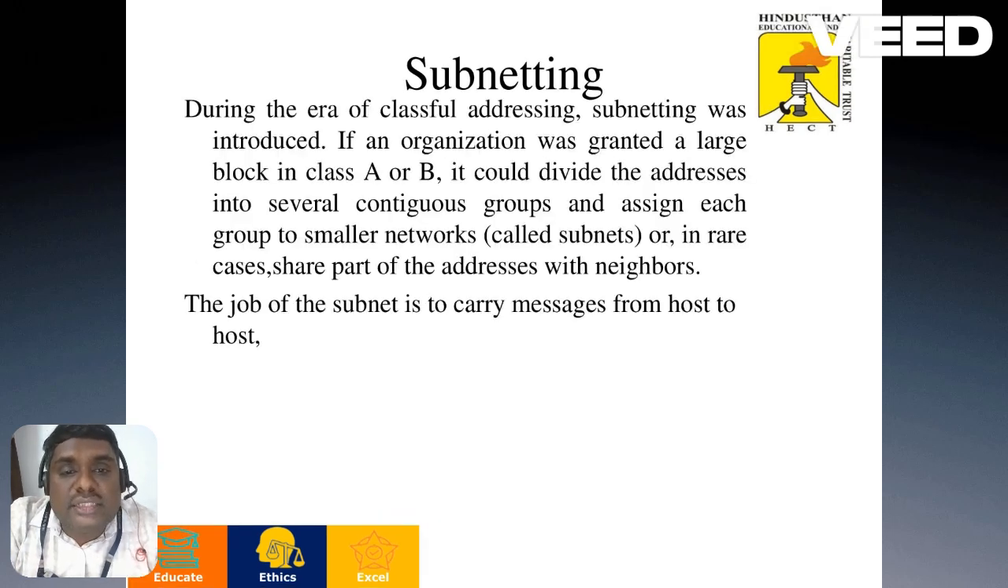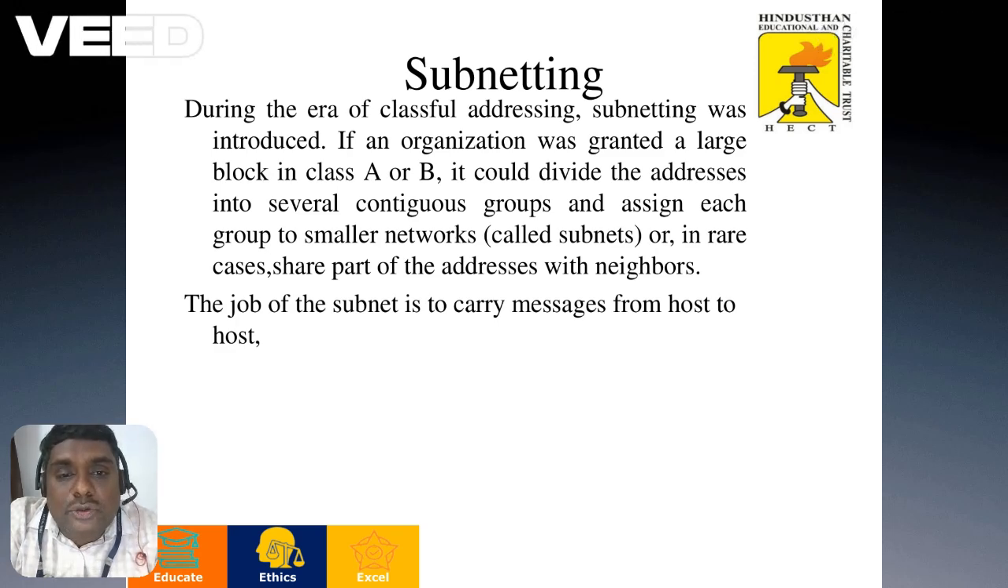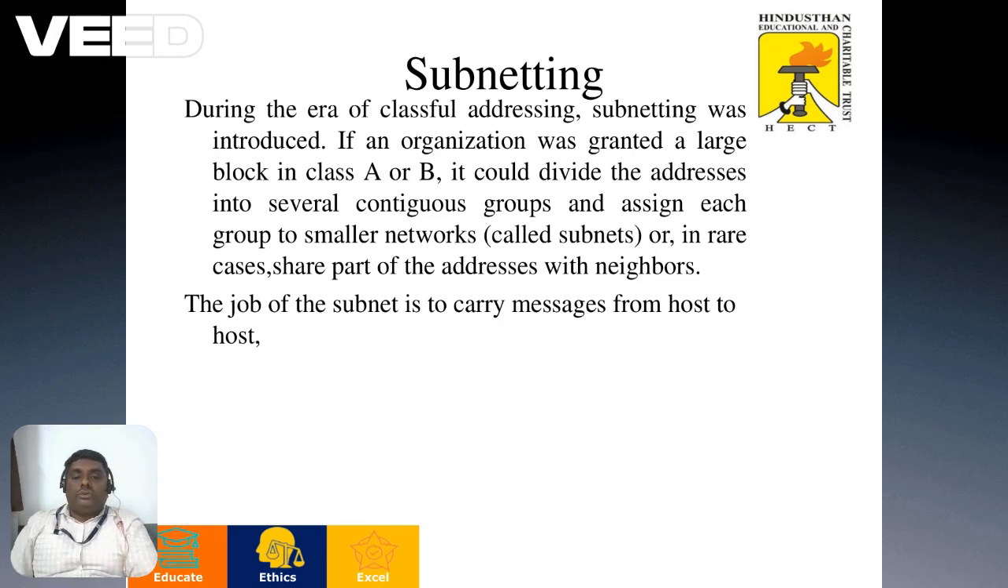Next we are looking at the basics of subnetting. Subnetting is a classful addressing technique. It is used for large blocks of Class A and B. It can divide the address into several relevant groups and assign each group a smaller network, like a subnet. The main job of a subnet is to carry a message from host to host.